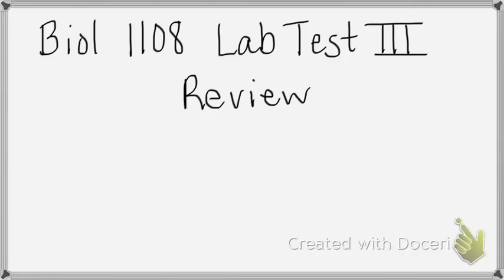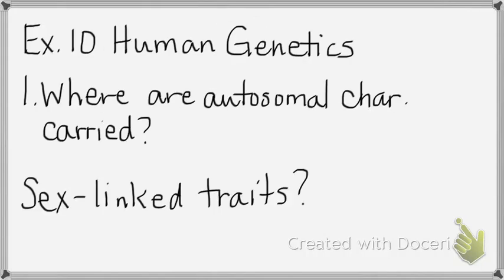This is lab test 3 review, and we get started on this one back on page 121 in our lab manual with experiment 10 on human genetics. So this lab is specifically about humans, and specifically humans have 23 pairs of chromosomes.